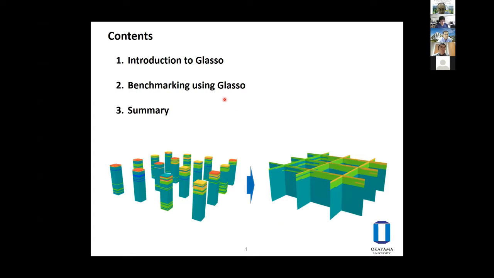In the keynote lecture by Professor Poon, he briefly explained G-lasso and briefly showed some results by G-lasso. So in my presentation, I talk about a little bit more detail of G-lasso, and I also quickly show the results of benchmarking using G-lasso.